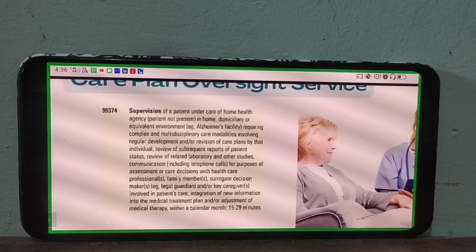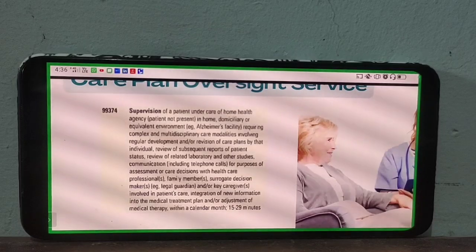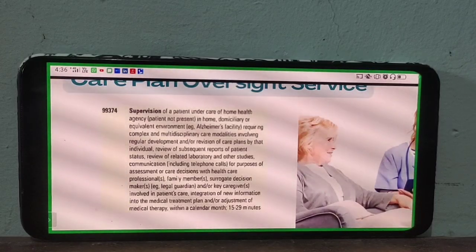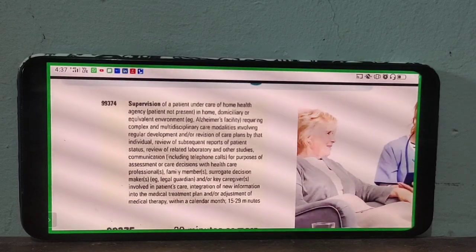So, for example, if a patient is a mentally affected patient, their family members appoint a person to take care of that patient. They appoint a nurse or any other person to take care of that patient. But the patient is also present in the home. The home health agency takes care of that patient. So that is 99374 and 99375.